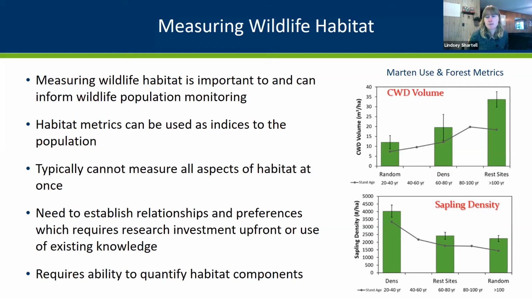One example is marten use of den and rest sites in some standard forest metrics. Marten use sites with a higher volume of CWD and higher surrounding sapling density, though that is only a very small piece of the habitat preferences of marten. And how could we then take that information and use it to identify habitat? We really need to know more of the story.